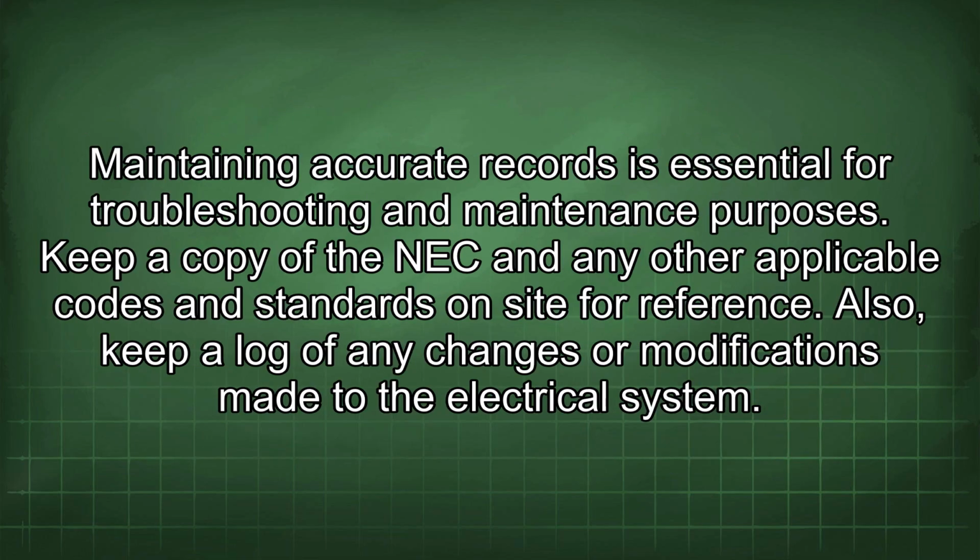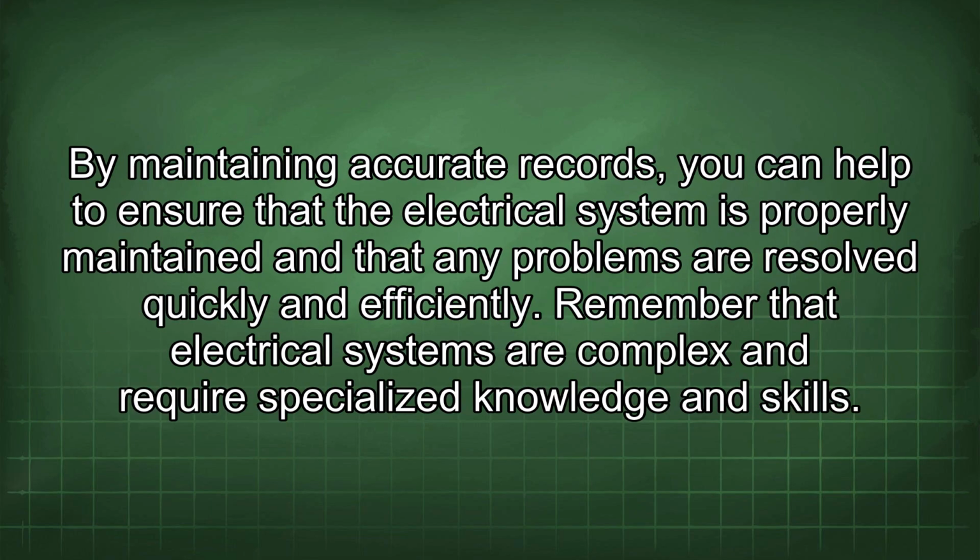Maintaining accurate records is essential for troubleshooting and maintenance purposes. Keep a copy of the NEC and any other applicable codes and standards on site for reference. Also, keep a log of any changes or modifications made to the electrical system. By maintaining accurate records, you can help to ensure that the electrical system is properly maintained and that any problems are resolved quickly and efficiently.